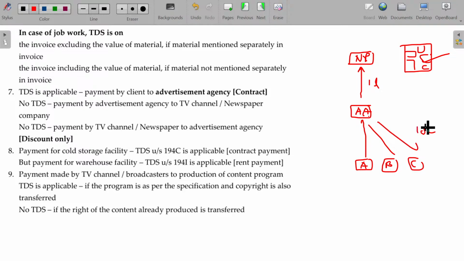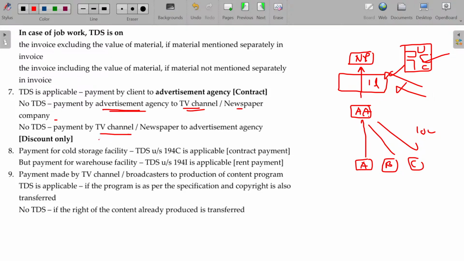Right? Now the question is, what about the TDS on this 1 lakh? Do I want to collect the TDS? No, sir, not required. Payment by the advertisement agency to the TV channel and newspaper company in this case. But if the advertising agency does agency business for the newspaper, collecting the advertisements and handing them over to the newspaper, and for the service they get the commission, then automatically it comes under TDS. Else TDS will not be applicable.